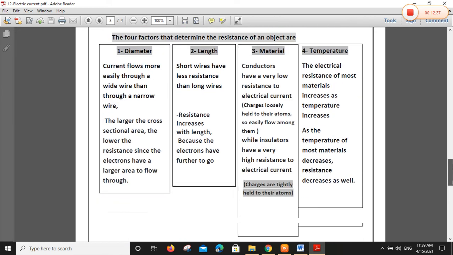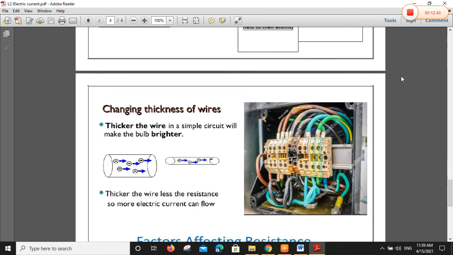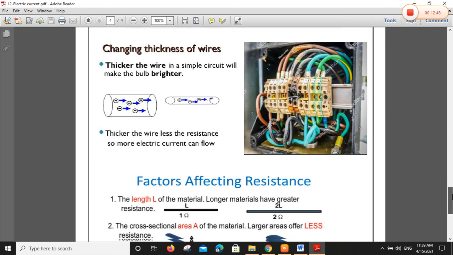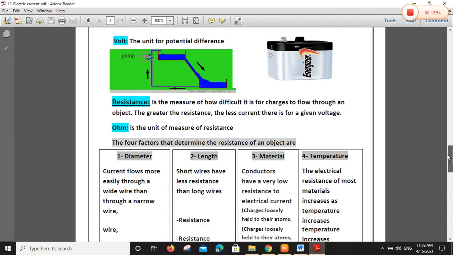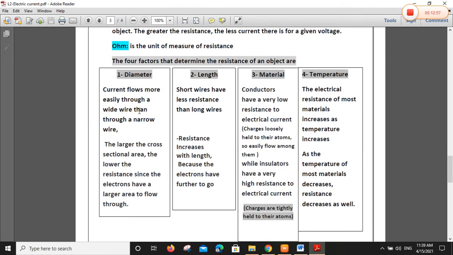Look at the diameter: we have a wide or thick wire in a circuit, and sometimes we also have thin wires. Look at the cross-sectional area, or the wideness or thickness of the wire. Current flows more easily through a wide wire than through a narrow one.